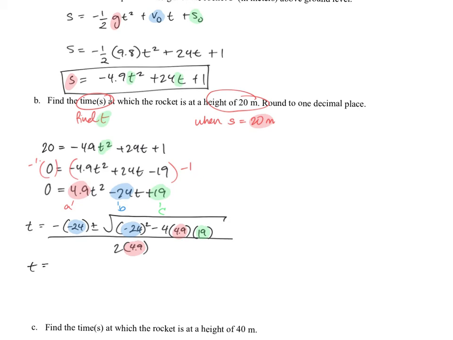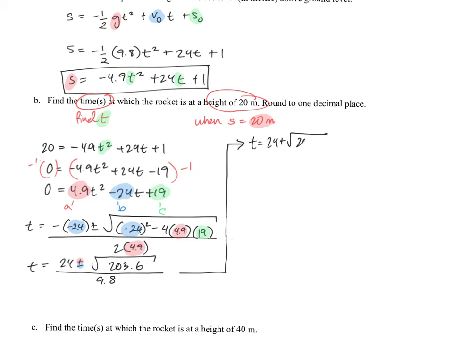Okay, let's simplify. t equals 24 plus or minus the square root of, simplifying the inside, we get 203.6, divided by, and on the bottom we get 9.8. We have either the positive or the negative version to work with. So let's split our equation. t is either equal to the positive version, 24 plus the square root of 203.6 divided by 9.8, or the negative version, 24 minus the square root of 203.6 divided by 9.8.